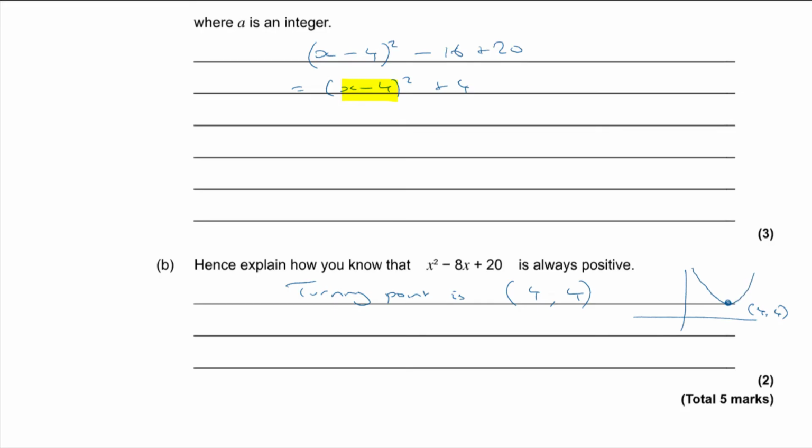And you can see that it's always above the x-axis. So we can say that the entire curve lies above the x-axis, hence y is greater than or equal to 0 for all values of x.